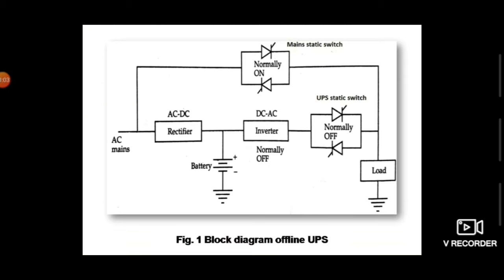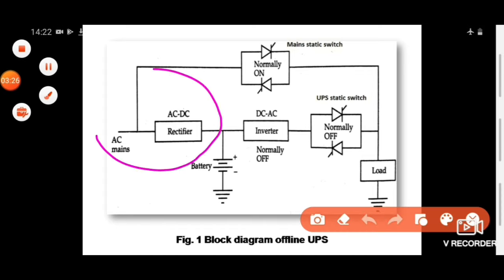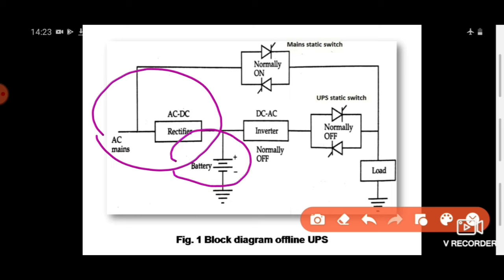This is the block diagram of an offline UPS system, that is the first one. You see here that the circuit consists of different blocks or elements. As I already told you, a rectifier converts. See from the leftmost part, this one is the rectifier circuit. A rectifier converts input AC power into DC power, and this DC power or voltage helps to charge up the battery. This is the battery bank.